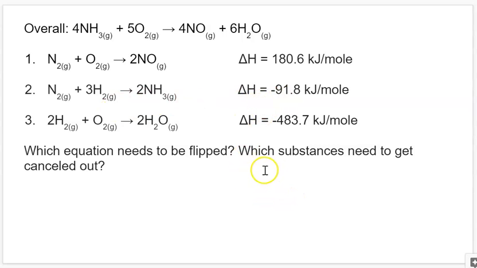And also, if we're considering which substances need to get canceled out, N2 and H2 are not in the original equation. So we're going to want to get N2 on opposite sides of the equation so that they cancel each other out.